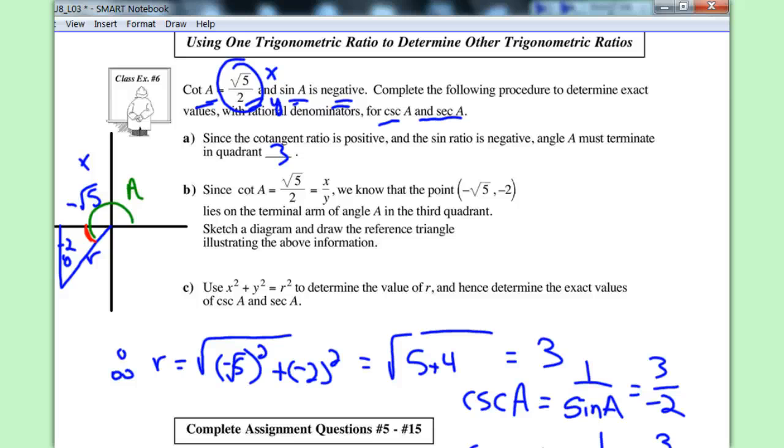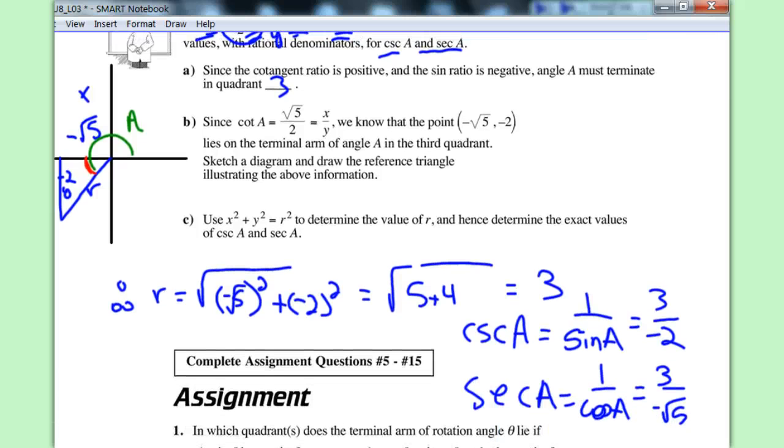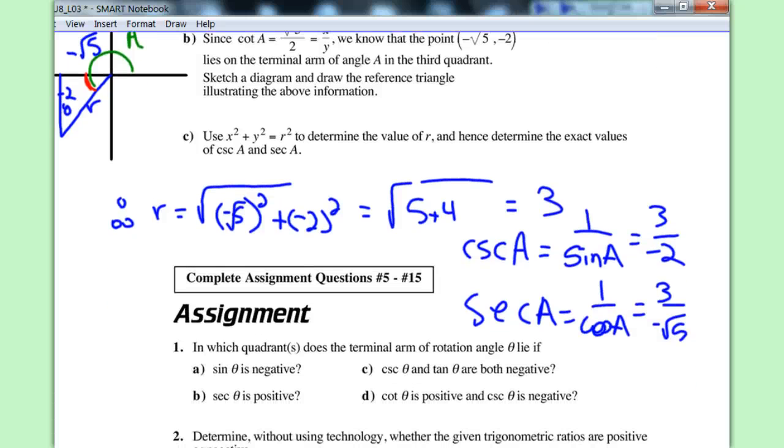So when I go to find those other trig ratios, they end up being equal to, cosecant A is minus 2 over 3, and secant of A is minus 3 over root 5. Some textbooks, and I don't know what ours is going to do, but some of them won't leave it like this, and that's just because they rationalize and they multiply top and bottom by root 5. So you might have answers in the back that look more like this, minus 3 root 5 over 5. They are identical, but one has a rational denominator.